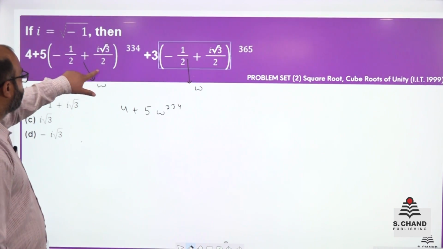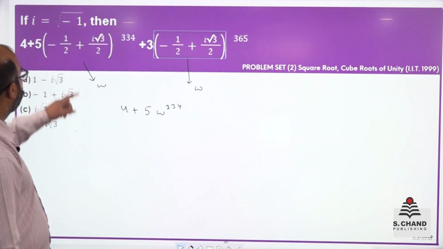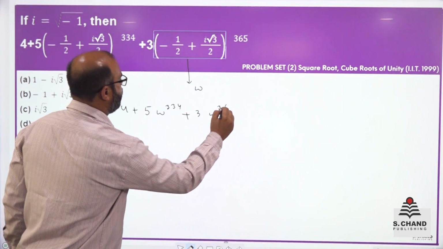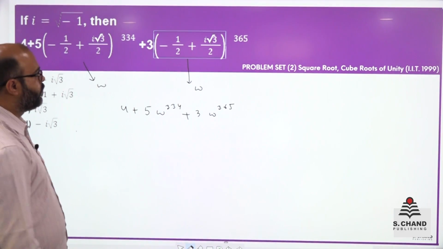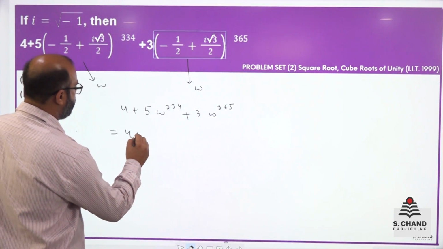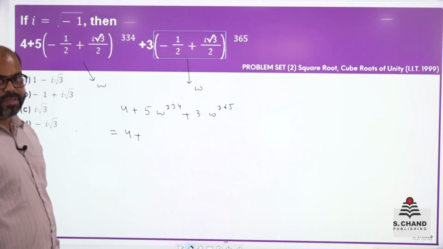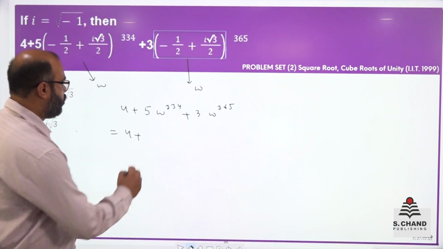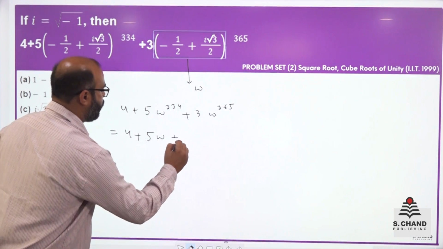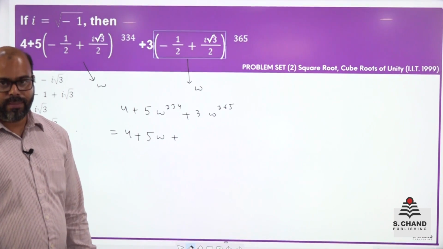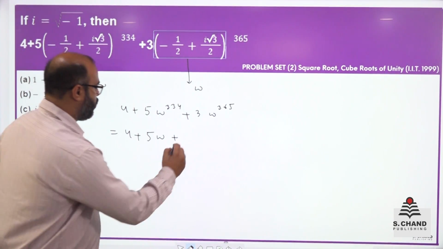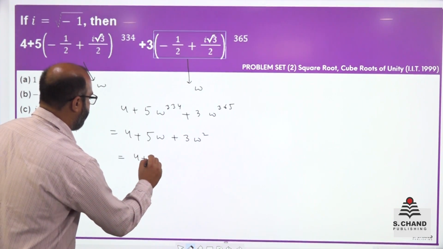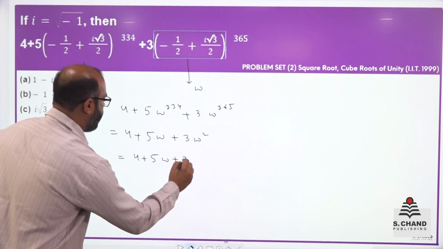And then we have plus 3 omega to the power 365. So this will become 4 plus, now 334, is it a multiple of 3? No. But after dividing by 3, you get a remainder 1. So this will become 5 omega. And 365, when you divide by 3, you will get remainder 2. So 3 omega square. So this is 4 plus 5 omega plus 3 omega square.